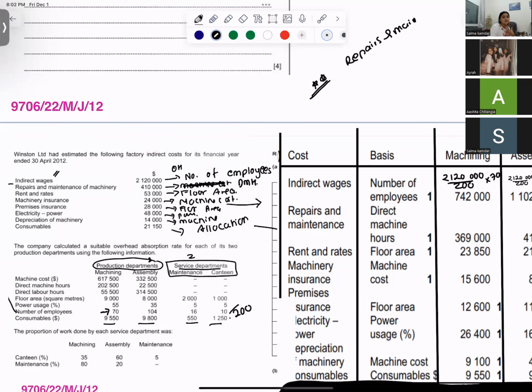Usually the hours are used only to find out the overhead absorption rate. So repairs and maintenance of machinery, just highlight it.